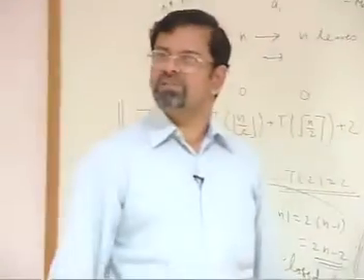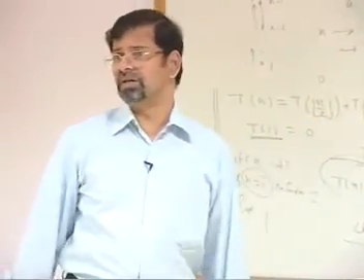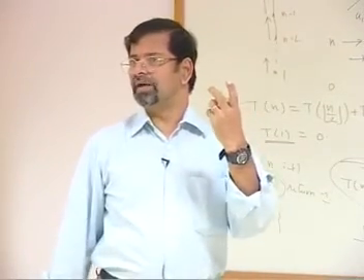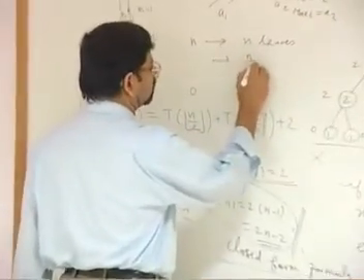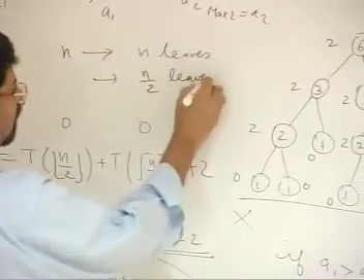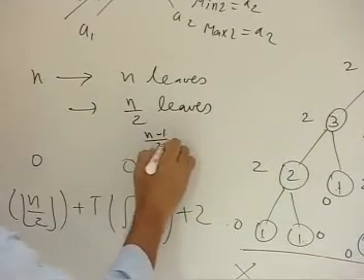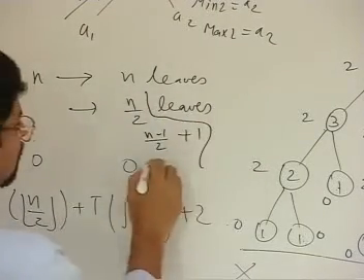If I want to reduce the number of leaves, why not have the maximum number of 2s? Let us have as many 2s as possible. If I have as many 2s as possible, then you will have n by 2 leaves when n is even, and when n is odd, n minus 1 by 2 plus 1.